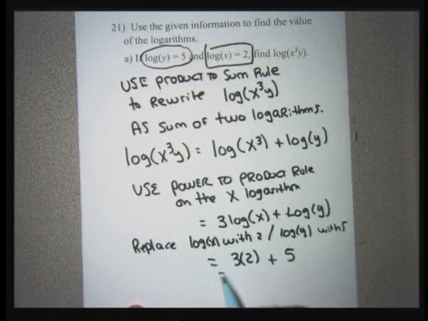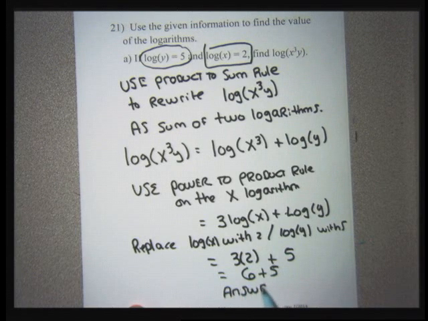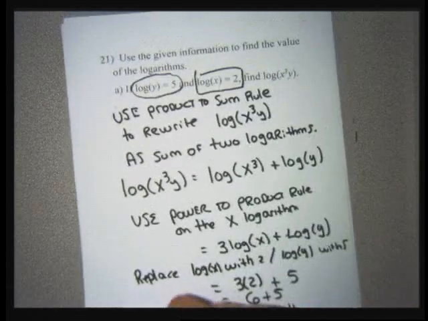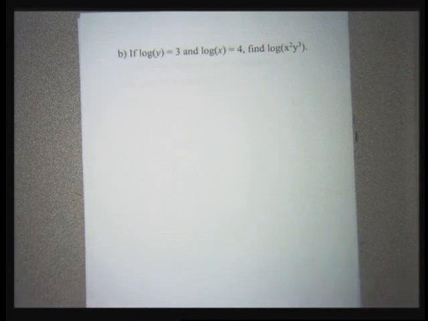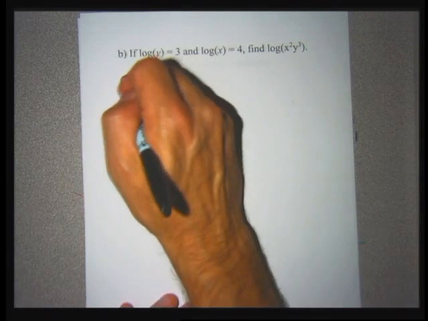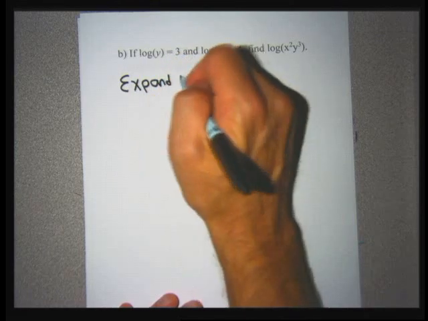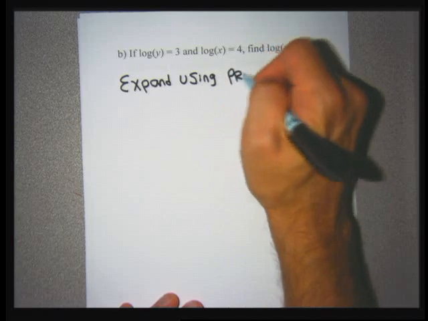Now I'll just simplify this. This is going to be 6 plus 5. And my answer to 21a is just going to be 11. Do the same thing for 21b. So again, I'm going to expand using the product to sum rule.